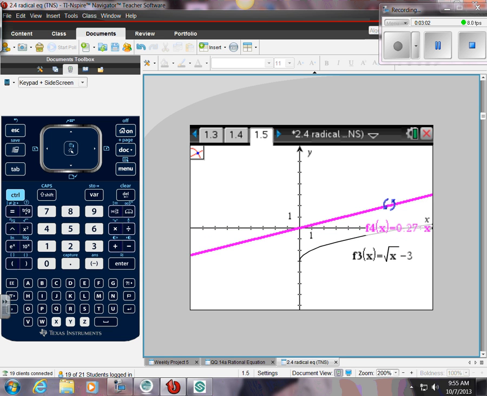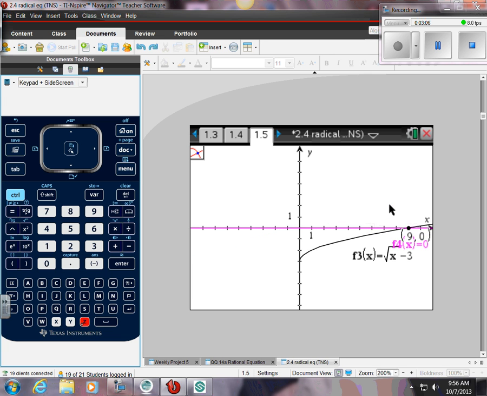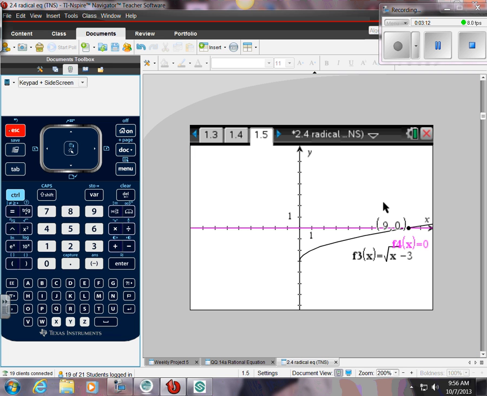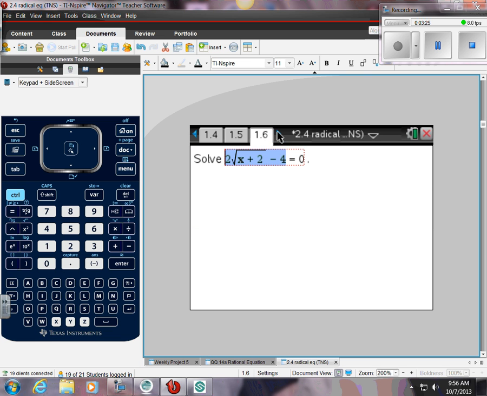So were we correct? Whoa, didn't mean to do that, did I? I can undo that. Okay. Were we correct? Absolutely. So you can check it graphically, you could check it with numerical solve, you can check it by storing, or you could check it by hand. So is there any reason to get any of these incorrect? No. All right, so let's try another one.